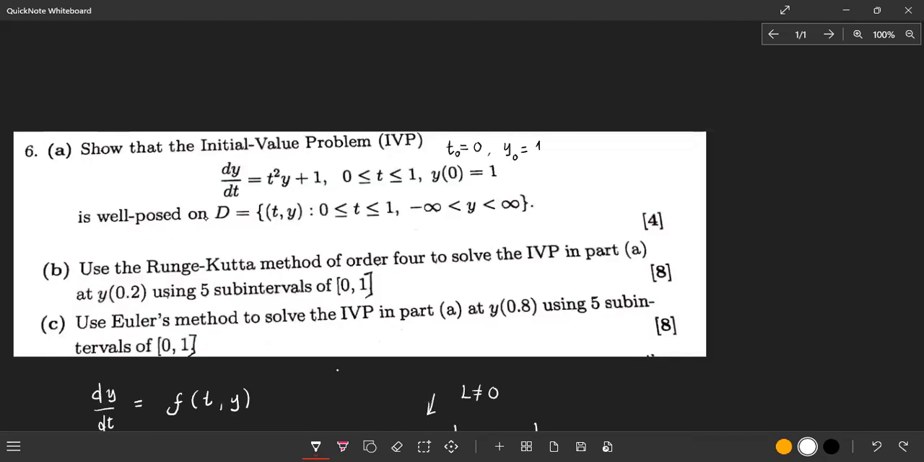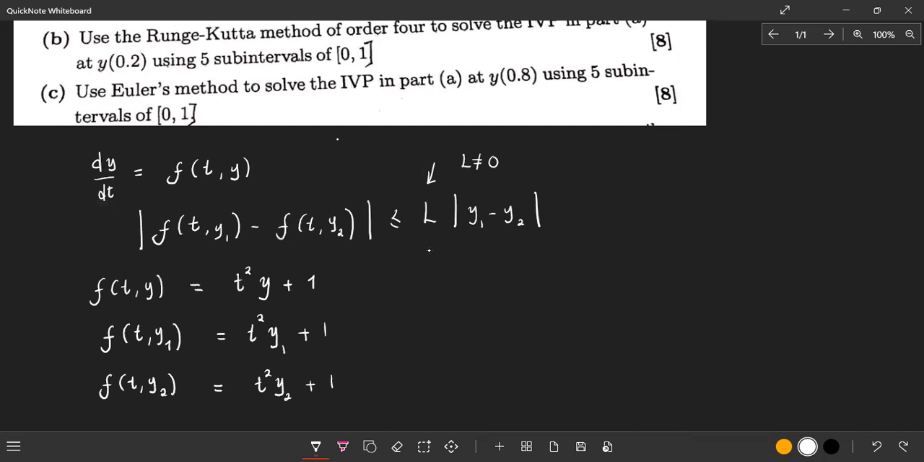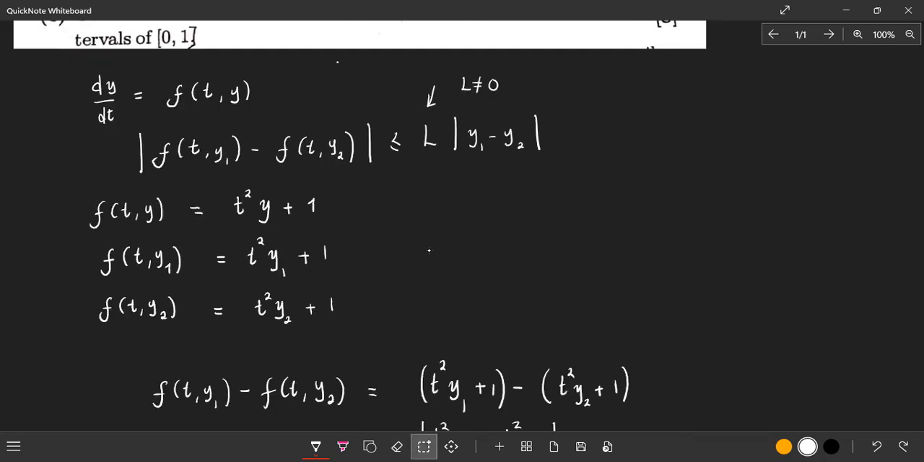By the way, in this video, I only solve part A and part B. I'll make another video for part C, where you are required to use Euler's method to solve the given IVP. Here I'll just focus on the Runge Kutta method, and we are given that the order is equal to 4. So we need to explain on that as well. So let me just clear this.